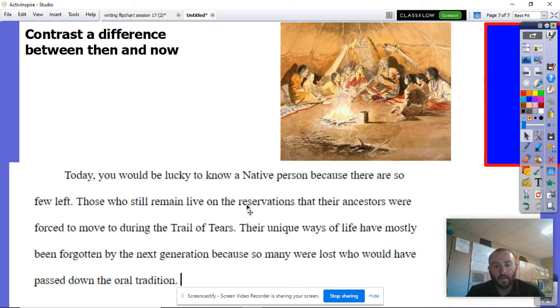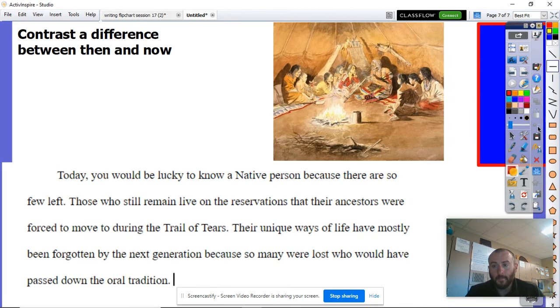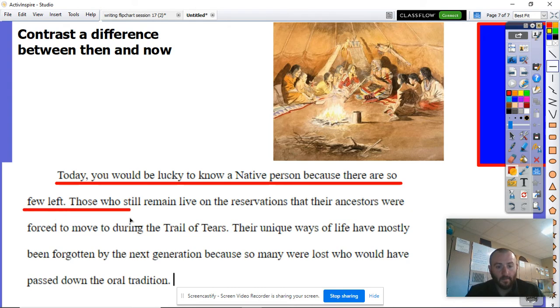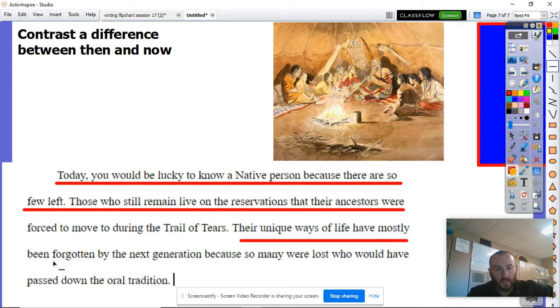Those who still remain live on the reservations that their ancestors were forced to move to during the Trail of Tears. Their unique ways of life have mostly been forgotten by the next generation because so many were lost who would have passed down the oral tradition. Okay, so the contrast I'm making, if you didn't catch that, was today you can't find any Native people because there's so few left, that they live on reservations and they've forgotten their traditions.